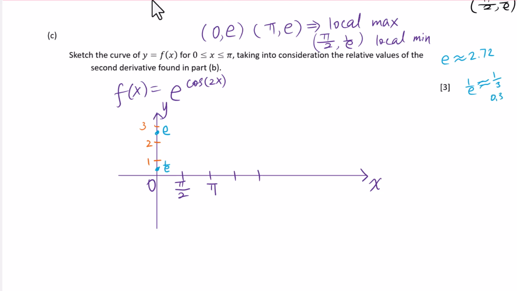Plot these 3 points. 0, e is here. Pi, e is here. Pi over 2, 1 over e is here. Then we can sketch the graph like this.